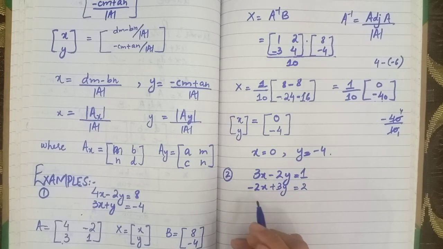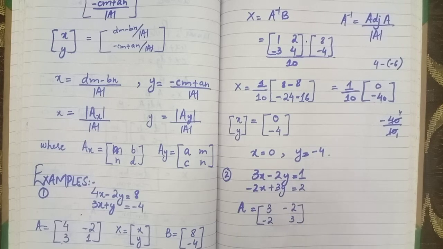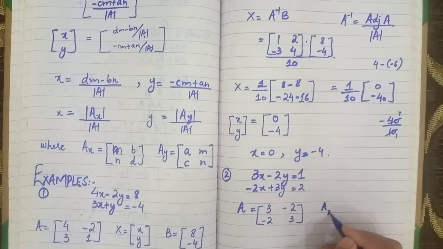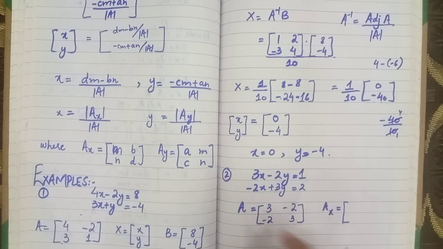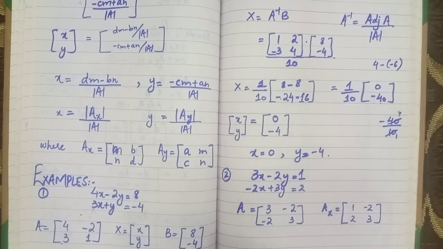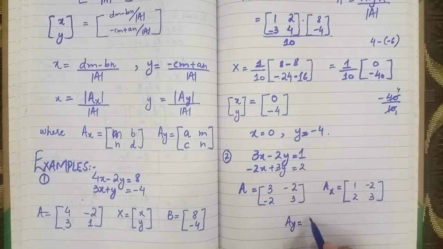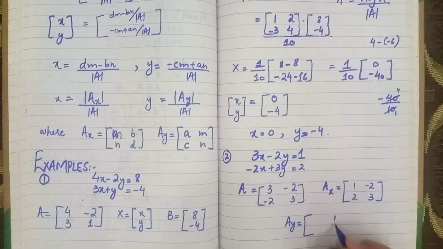Here again I am going to make the matrix A: 3, minus 2, minus 2, 3. Then AX. What would be the matrix AX? Instead of 3, minus 2, I will put 1, 2. Okay. And what is AY? Instead of minus 2 and 3, I will put 1, 2.